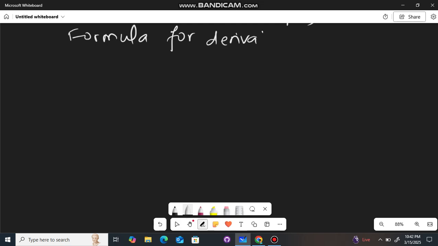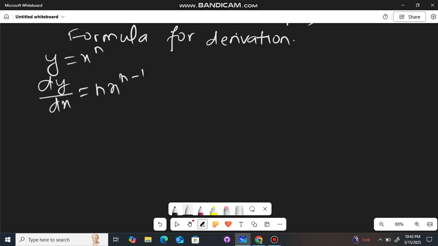So here we are going to discuss formulas for derivation. Okay, suppose similar case, if I get y equals x to the power n, as we have discussed in the first principle. So if I'm trying to differentiate this out, then if I do dy by dx with respect to x, my answer should be n x to the power n minus 1. This is our first formula.